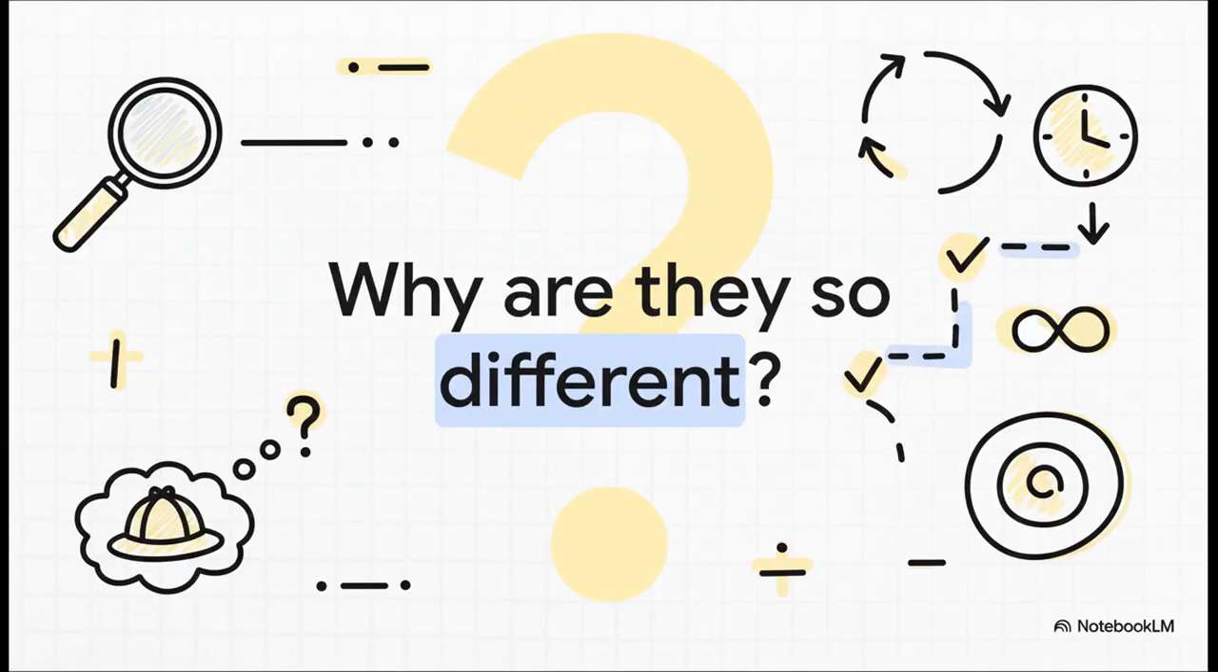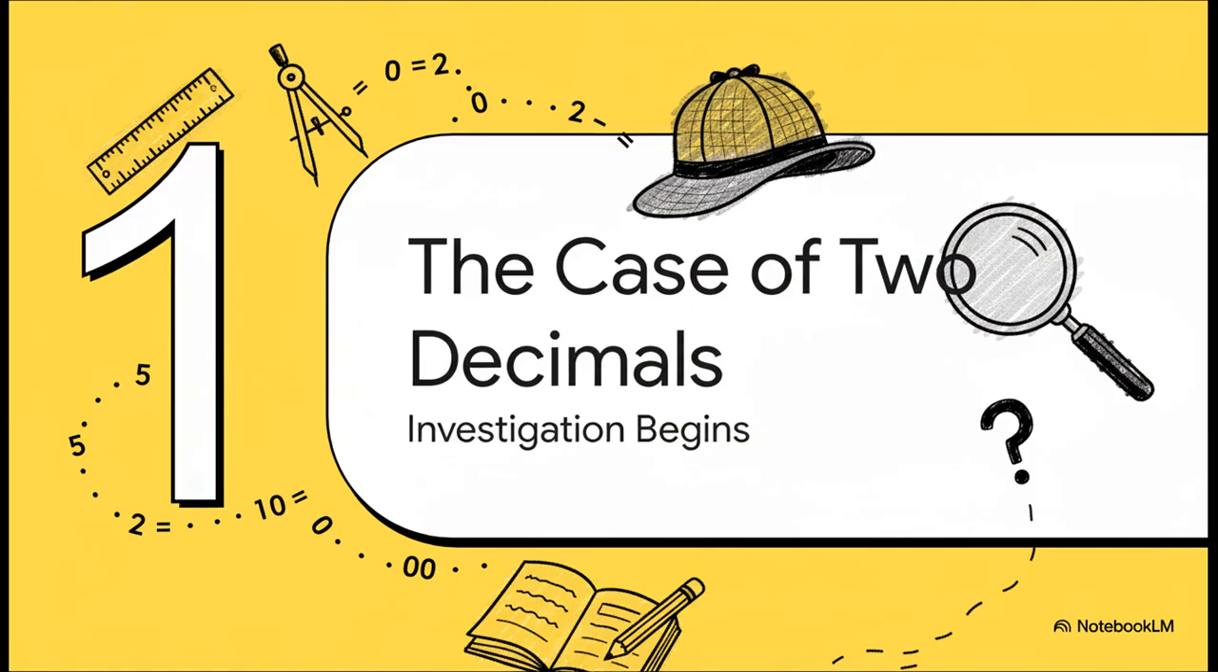So, what's the deal here? Why are they so different? One stops dead in its tracks, and the other one just runs on forever. Kind of weird, isn't it? That's our big mystery for today. We're going to put on our detective hats and figure out exactly what's going on. Let's find some clues. All right, let's start our investigation.